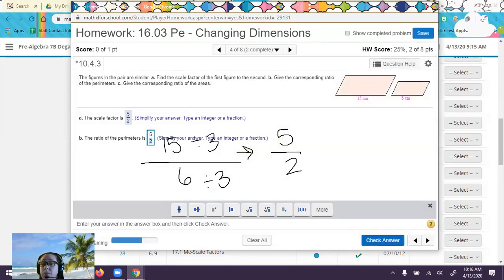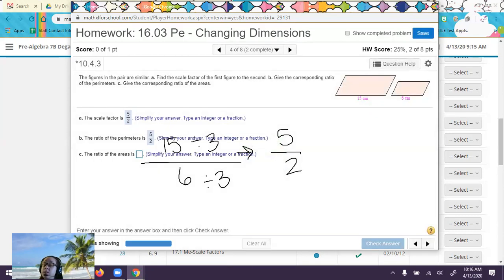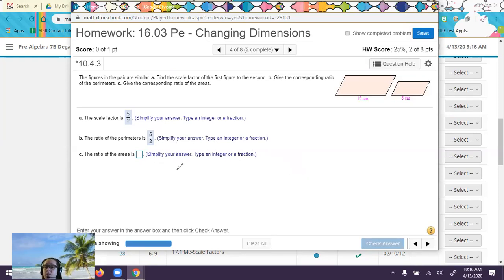Okay, perimeters is the same way, 5 over 2. And then when they want the ratio of the areas, what do you guys think I'm going to do to this 5 over 2? If I want to figure out the ratio of the areas, what do we have to do? What do we do, guys? When we have the scale factor and the ratio of the perimeters.